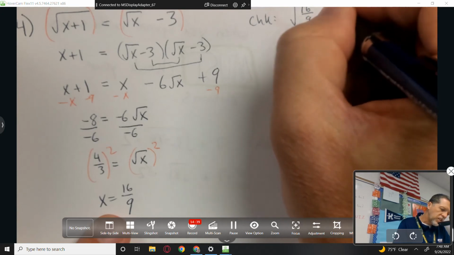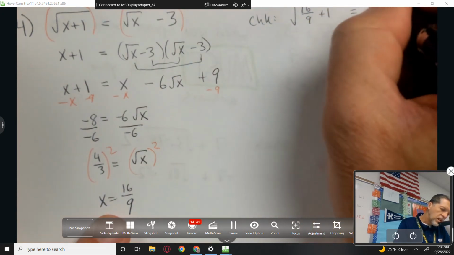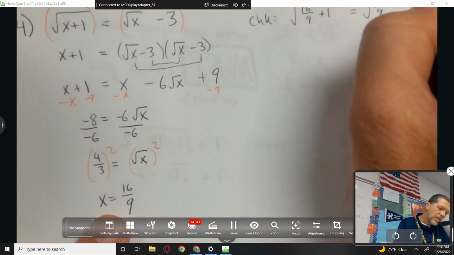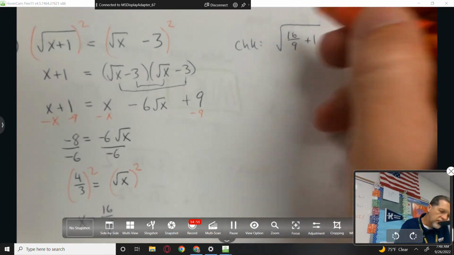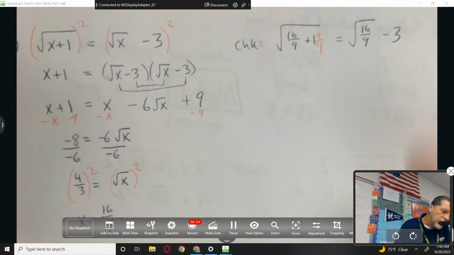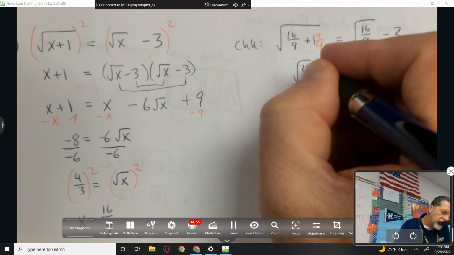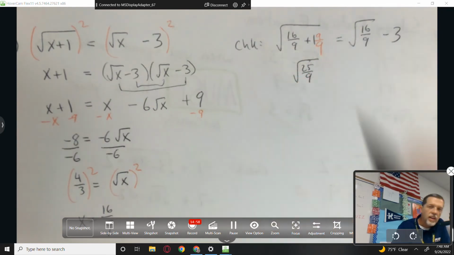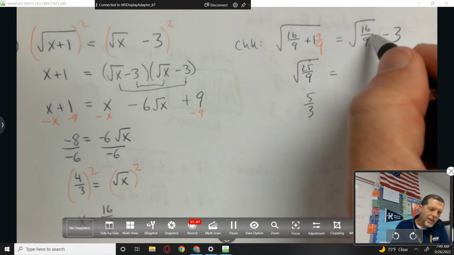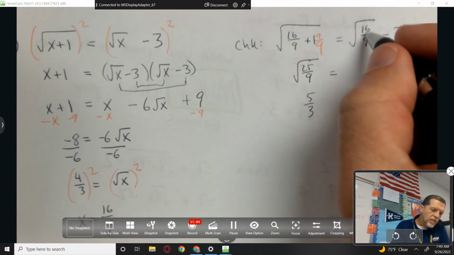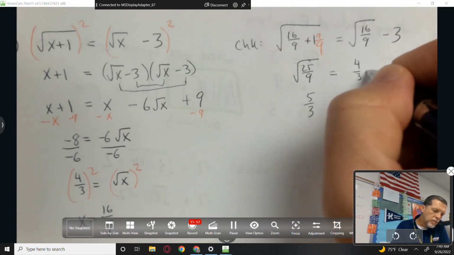Square root of 16/9 plus 1 equals the square root of 16/9 minus 3. Let's see. 16 over 9 plus 9 over 9. So even though it's ugly fractions, they do work out for us. So 5/3. The right-hand side's even easier. 4/3 minus 3.